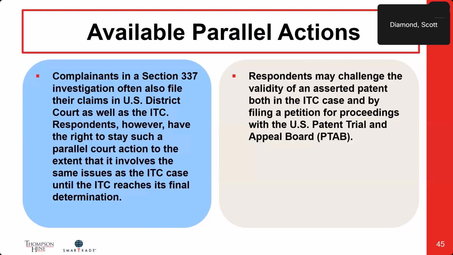I want to quickly touch on these. There are two parallel actions that either the complainant or respondent will often take in a 337. They'll file and have a 337 investigation initiated because of the quick timeline and because they want the hopeful injunctive relief, to keep these products out of the United States. But the complainant, the U.S. domestic industry reps, will often also file a parallel action at or about the same time in U.S. District Court. The reason there is because they can get monetary damages there.